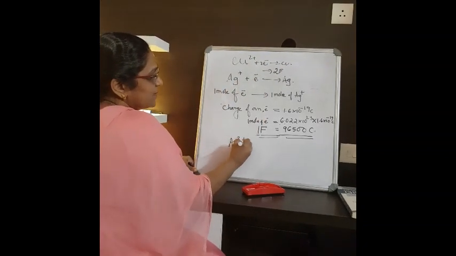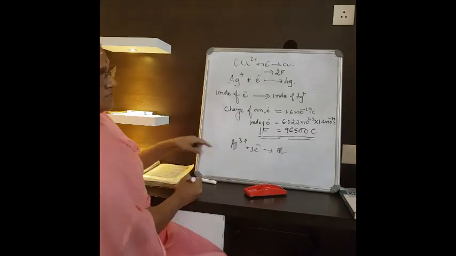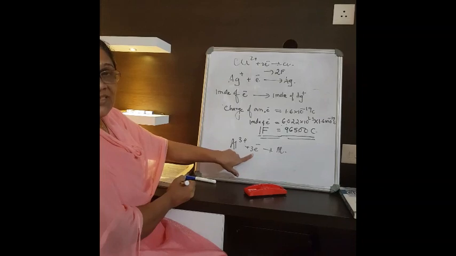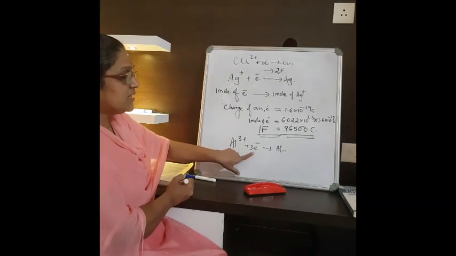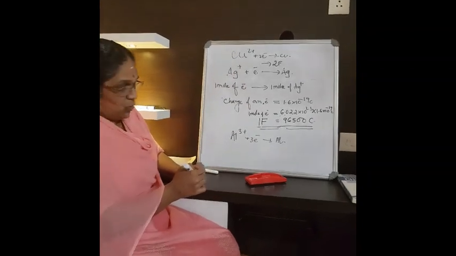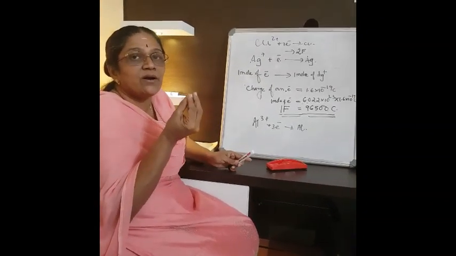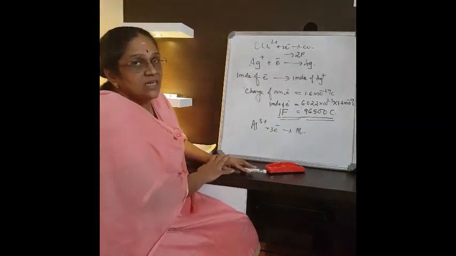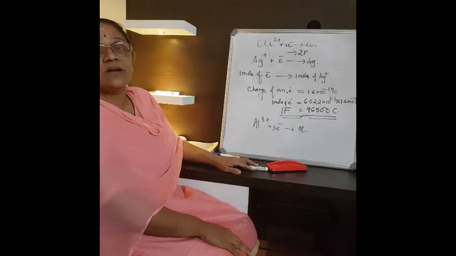Or Al3 plus 3 electrons gives Al. How many moles of electrons are required for this reduction? 3 moles. Now, how much Faraday or how much charge? 3 Faraday. So, that is the application. So, you will know how much Faraday or how much charge is required for such a reaction to take place. And I am saying these numericals will always come in the board exam.